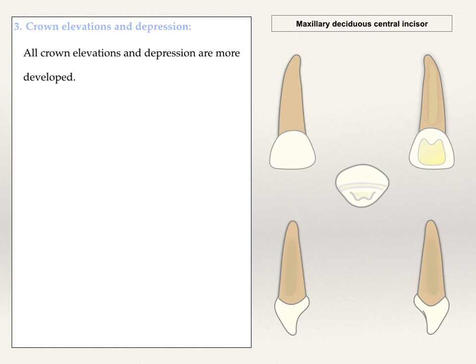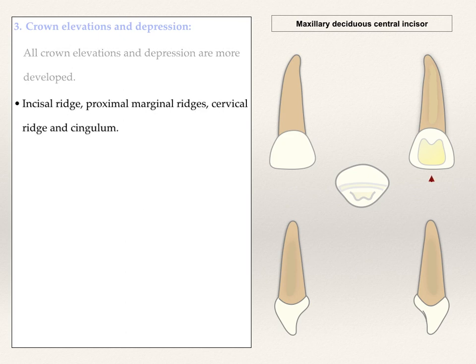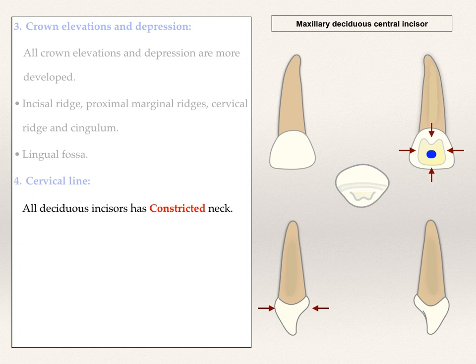All crown elevations and depressions are more developed in deciduous teeth as a whole, and in incisors in particular, like the incisal ridge, mesial and distal marginal ridges, cervical ridge, and cingulum. Lastly, the lingual fossa. Cervical line. All deciduous incisors have a constricted neck.